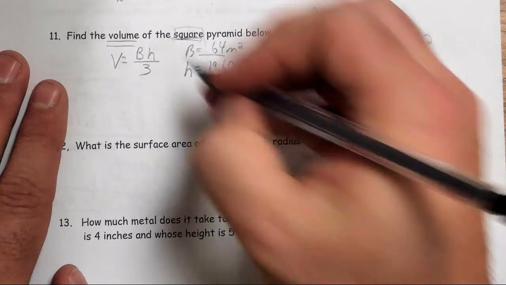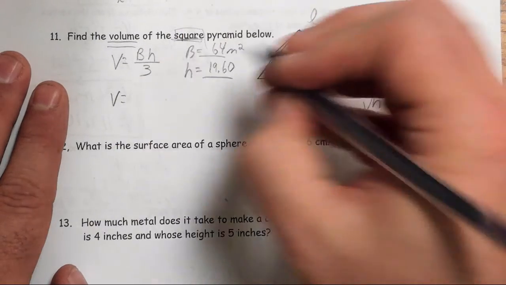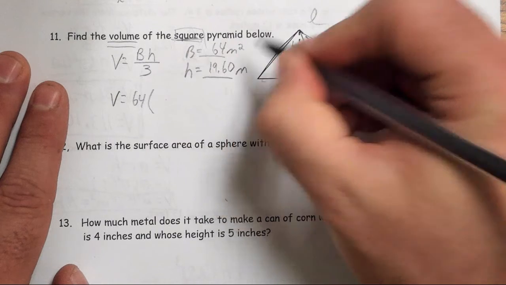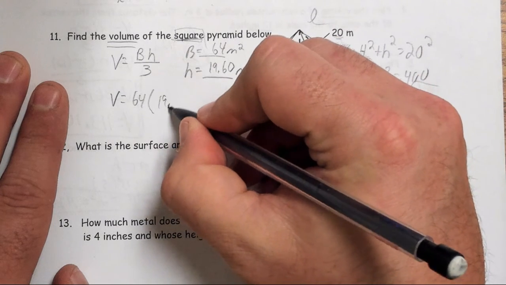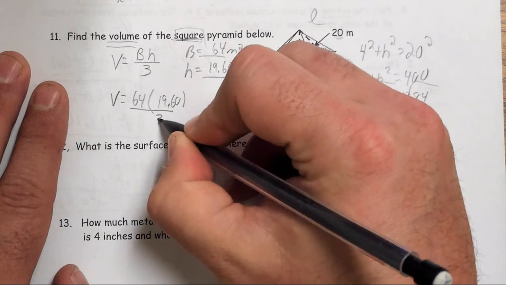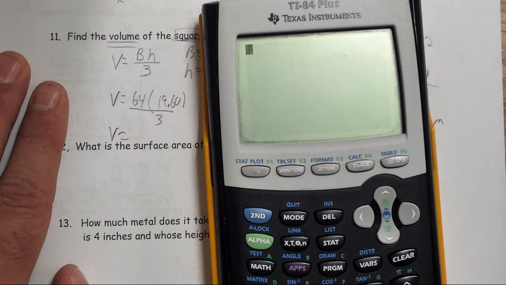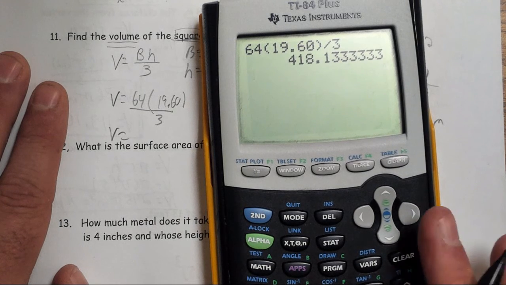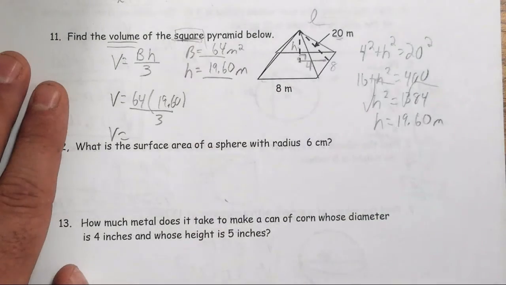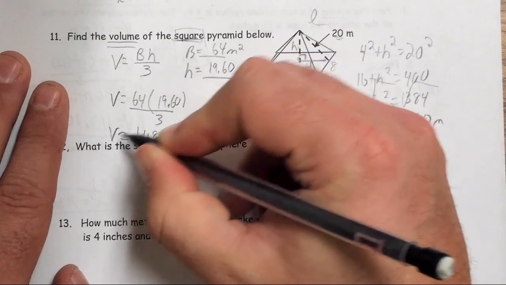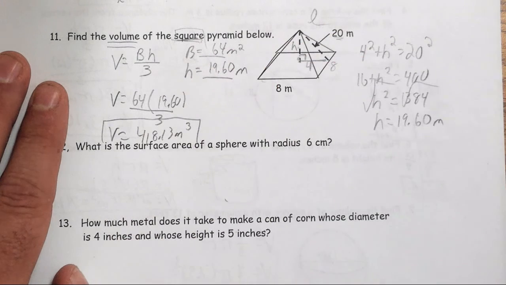Now we plug that into our volume formula. Volume equals 64 times 19.60, all divided by 3. 64 times 19.60 divided by 3 means my volume is 418.13 meters cubed. And there we go. The volume of a square pyramid.